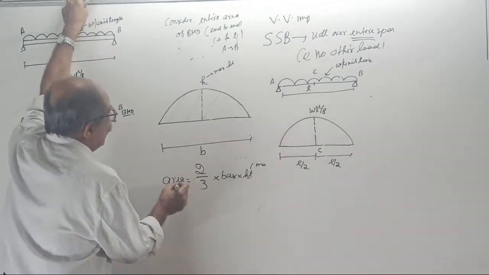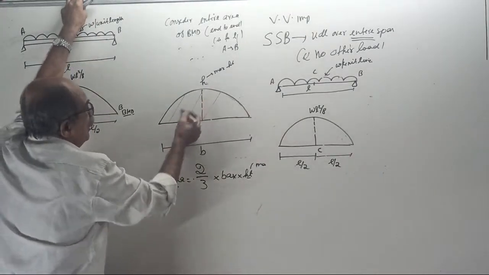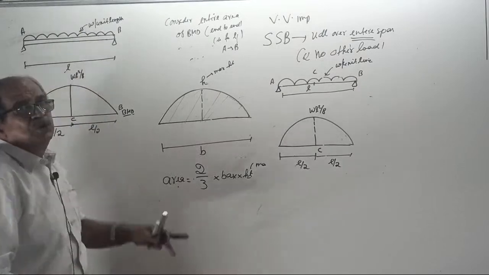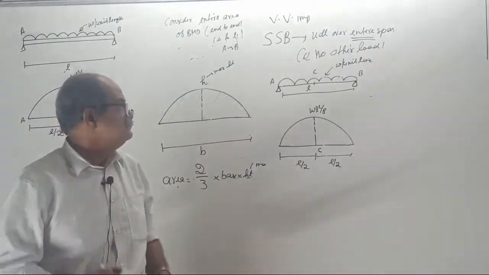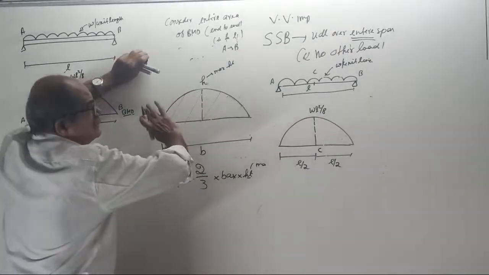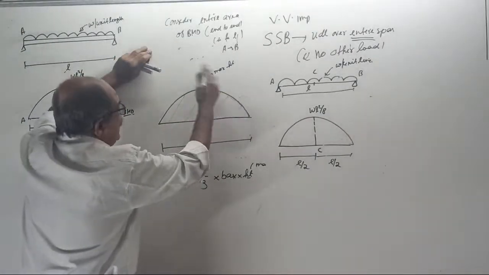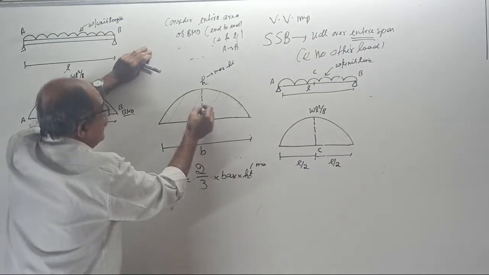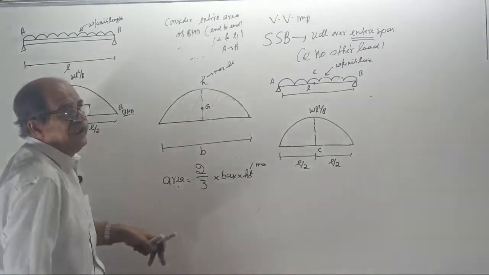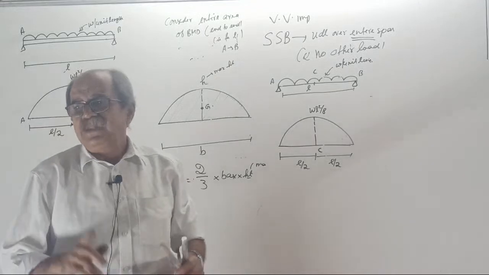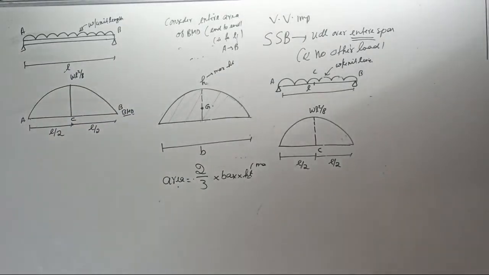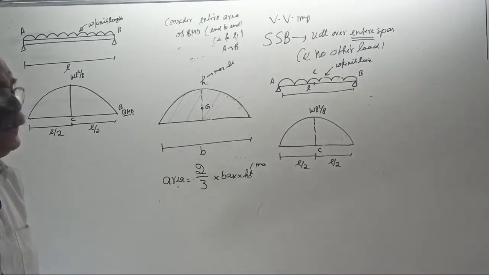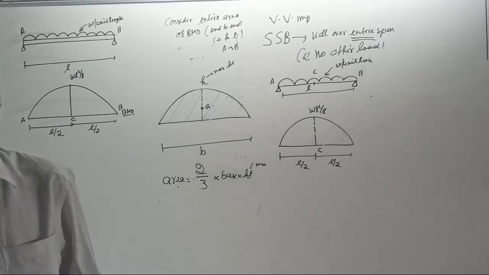Remember, make a note. If you want the full area, it is 2/3 of full base into maximum height. And if you want the center of gravity for the entire area, CG will be here. Exactly the center. Why? Symmetrical. Crystal clear? I am rubbing it now. Full area is 2/3 base into height, full base into maximum height.